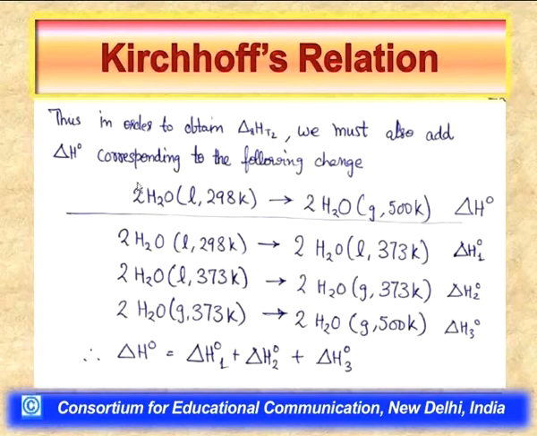So how can you determine the enthalpy change for this transformation of water in liquid state at 298 Kelvin to 2 mole of water in gaseous state at 500 Kelvin? We can split this into three different thermochemical reactions, where in the first, 2 mole of liquid water is heated from 298 Kelvin up to its boiling point, that is 373 Kelvin. Here we can make use of the heat capacity of water, and we can determine the enthalpy change for the first reaction.